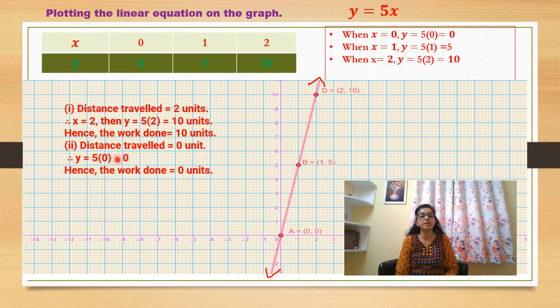Then what will be the work done? Work done will be the y coordinate. So the y coordinate will also be 0. Hence, when the distance traveled is 0 units, the work done is also 0 units. It's also there in the graph. You can go to the graph, you can go to the table and write the answer.